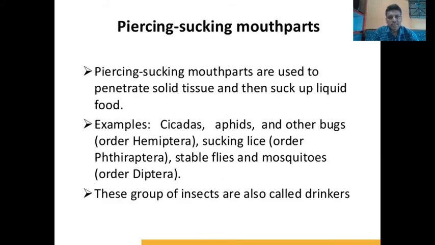Now piercing and sucking mouth parts. Piercing means penetrating. Sucking means absorbing. Piercing and sucking types of mouth parts are used to penetrate solid tissue and thus suck the liquid food materials, as in cicadas, aphids, other bugs, flies, and mosquitoes. This group of insects are also called drinkers because they drink the blood or other liquid materials.